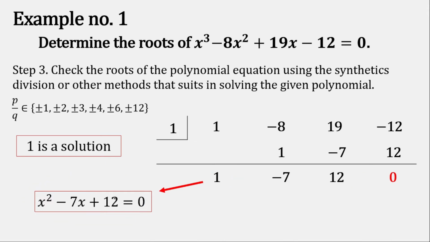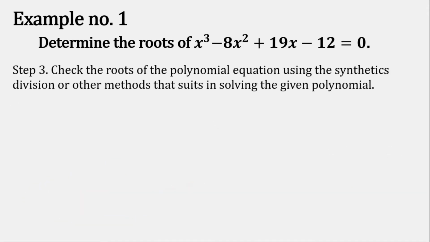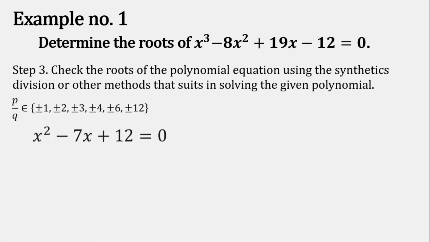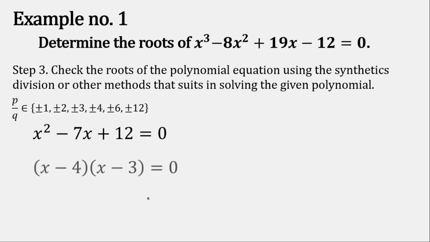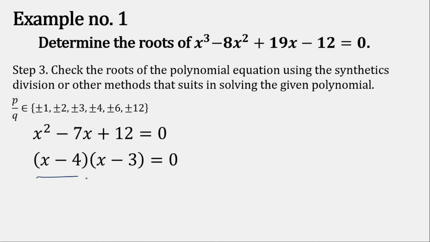Then, since we have a quadratic, it's easy for us to factor this out. Again, remember that the factors of this are in here because these are the possible roots. So if I factor this out, I will get these factors. Now I will show you how I get this.